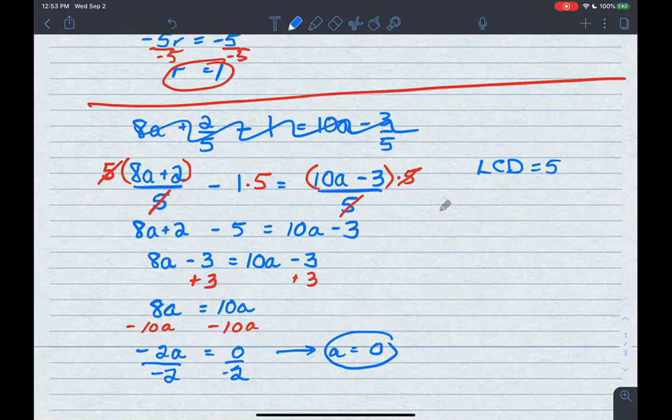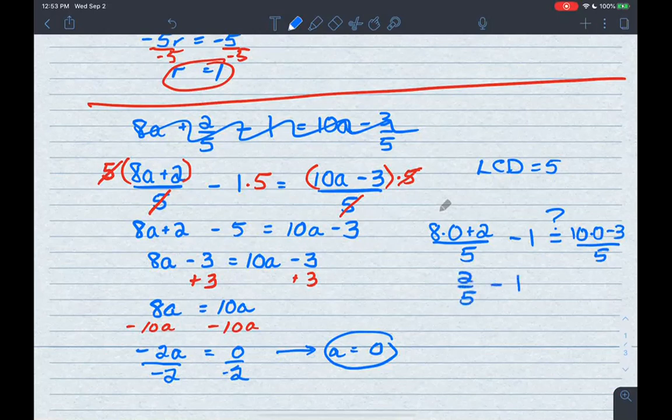8 times 0 plus 2 over 5 minus 1 equals, I'm going to put a question mark in here because I'm not sure I'm right, 10 times 0 minus 3 over 5. And if I simplify, I get 2/5 minus 1 equals negative 3/5. And yeah, that works. 2/5 minus 5/5 is negative 3/5.